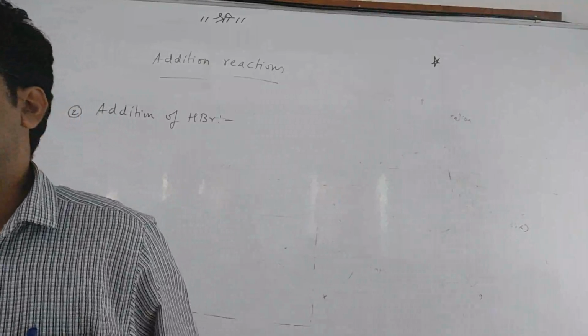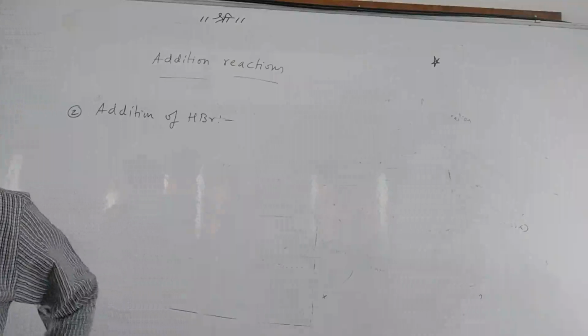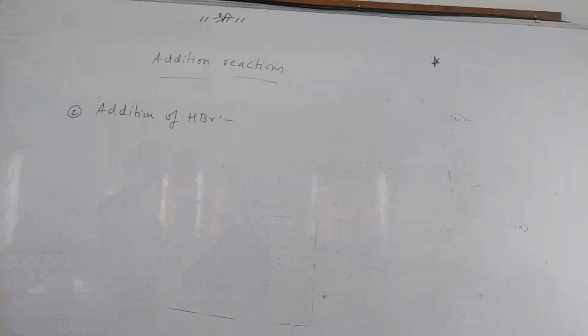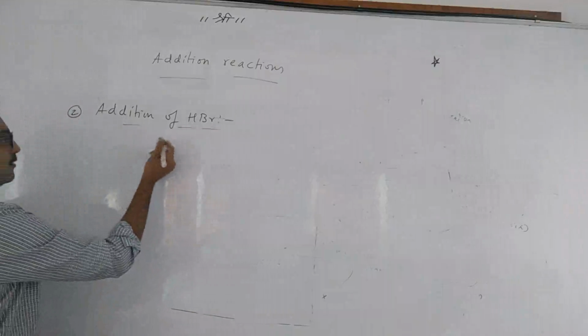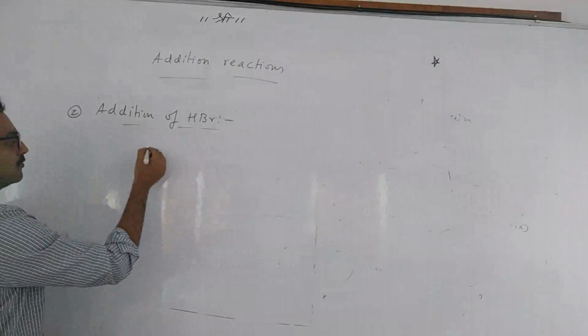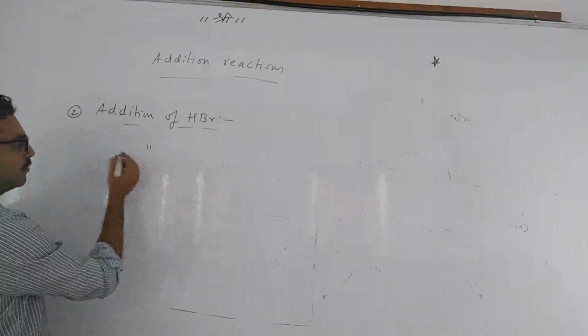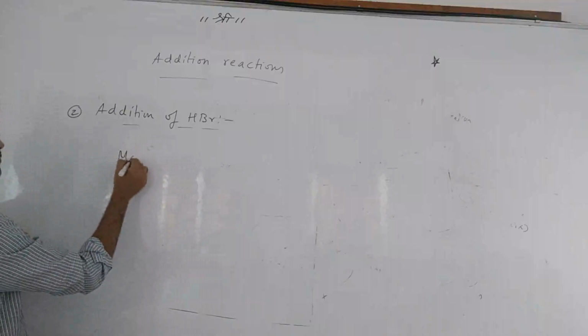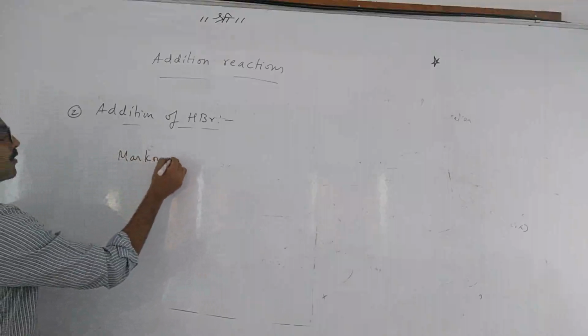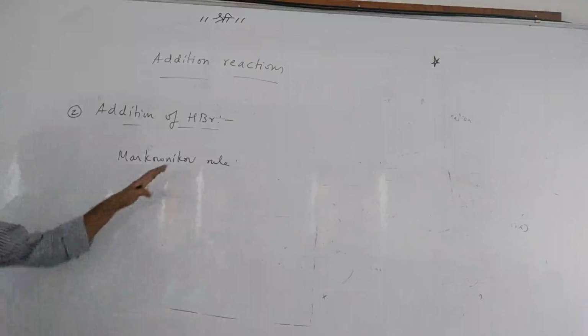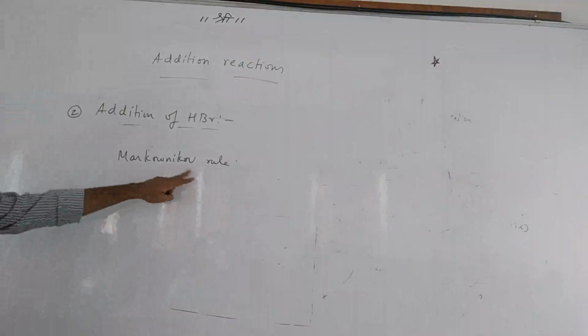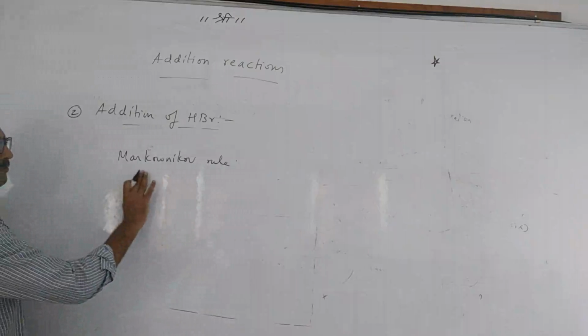Correct. So negative charge will go to the double bonded carbon which has less number of hydrogen. Okay. So addition of HBr follows what rule? Markovnikov rule. So what is Markovnikov rule? Spelling: Markovnikov, or Markownikoff, they will give either, no problem.